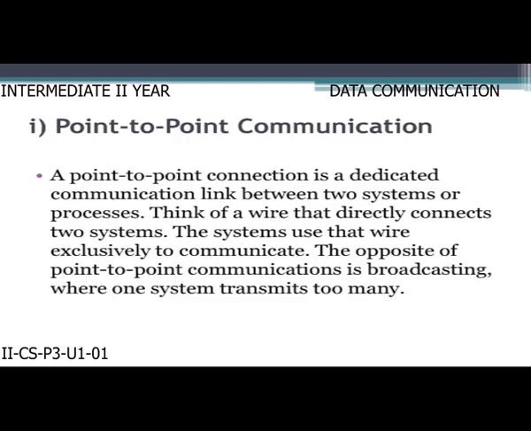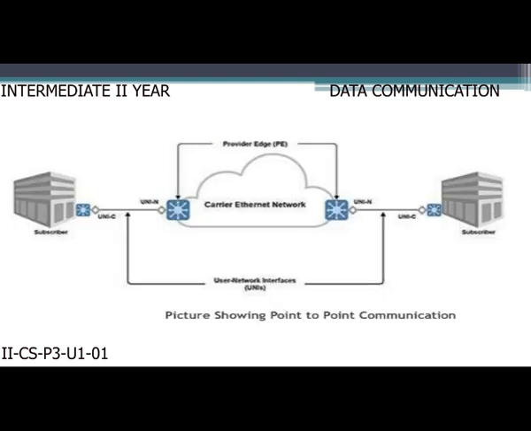Coming to point to point communication. A point to point communication is a dedicated communication link between two systems or processes. Think of a wire that directly connects two systems. The systems use that wire exclusively to communicate. The opposite of point to point communication is broadcasting, where one system transmits to many.